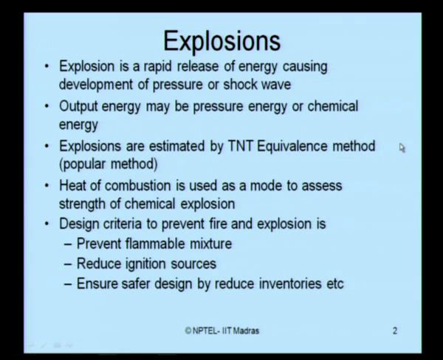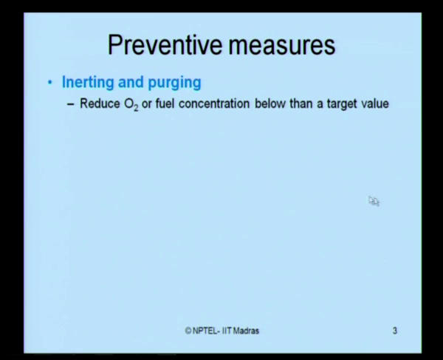The design criteria to prevent fire and explosion can be the following: prevent the flammable mixture in your plant, or reduce ignition sources present in the system, or ensure safer design by reducing inventories in the plant, etc. These are some of the basic design criteria which you can employ to prevent fire and explosion. We also looked at some of the preventive measures, which we called inerting and purging. This is a process by which you reduce oxygen content or the fuel concentration below a target value.